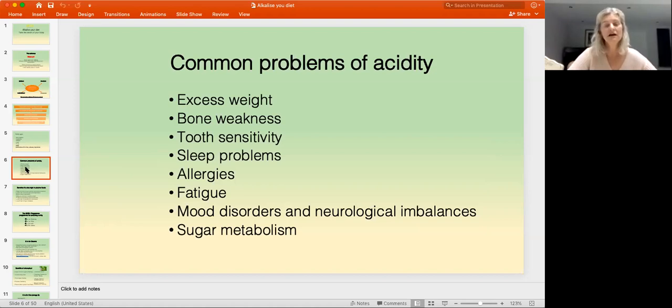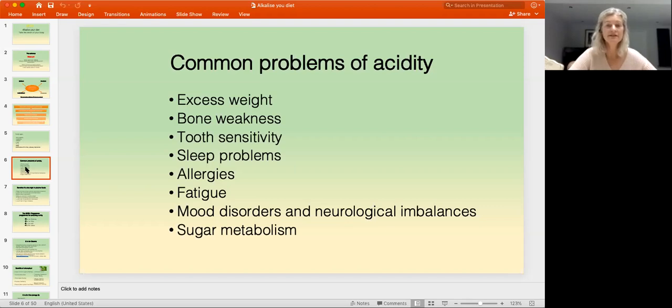Bone weakness, the calcium is being taken away from the bones. Tooth sensitivity. Once again, we're having a depletion of minerals. Sleep problems, muscular problems. Sleep problems can be due to the lack of magnesium. Slightly off track, but magnesium can be a very good supplement, the right magnesium before you go to bed, or a really great Epsom salt bath or spray.